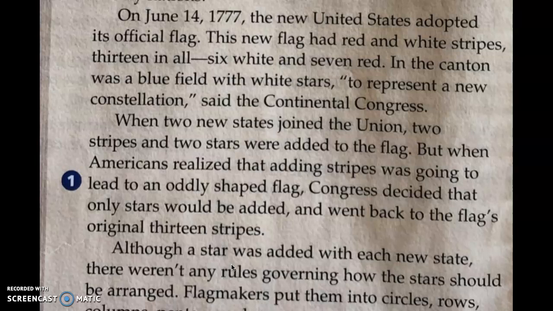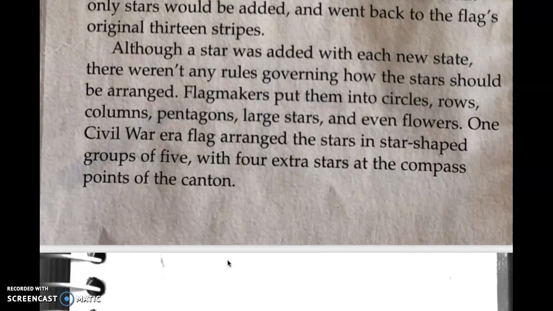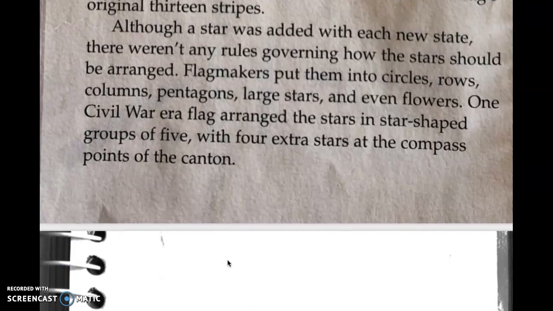But when Americans realized that adding stripes was going to lead to an oddly shaped flag, Congress decided that only stars would be added and went back to the flag's original 13 stripes. Although a star was added with each new state, there weren't any rules governing how the stars should be arranged. Flag makers put them into circles, rows, columns, pentagons, large stars, and even flowers.